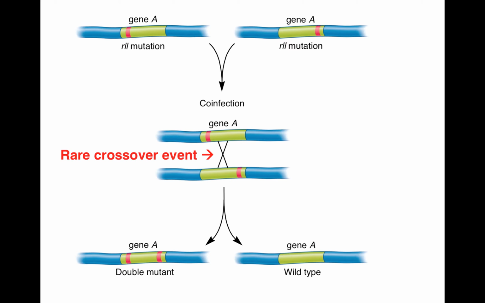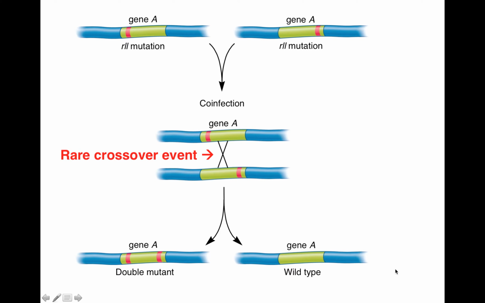Okay, this is a conceptual diagram of what we think is going on. We have gene A with an R2 mutation here, another strain with an R2 mutation towards the end of the gene. This one is towards the beginning of the gene. When you co-infect these 2 together, you allow for the rare crossover event within a gene in the regions between these 2 mutations. Okay? And the result of this recombination is a double mutant and a wild type.